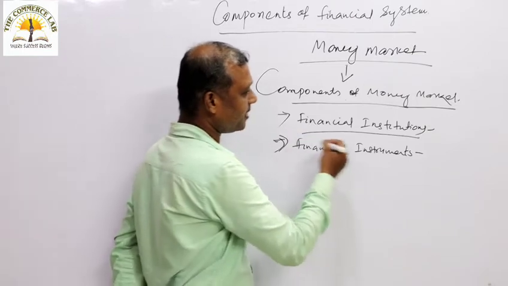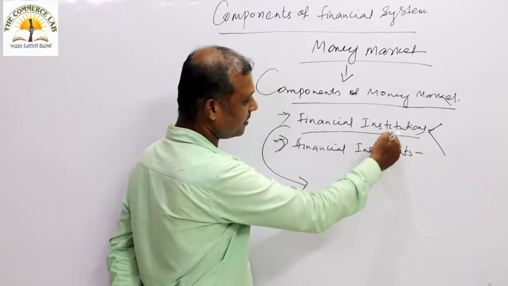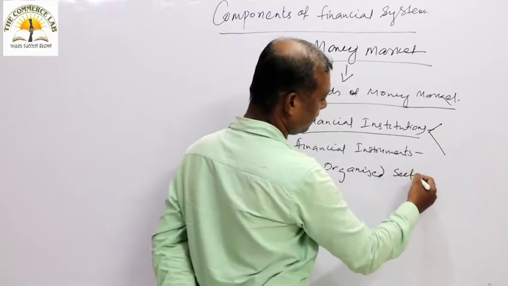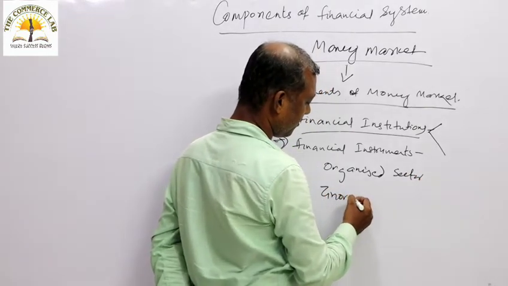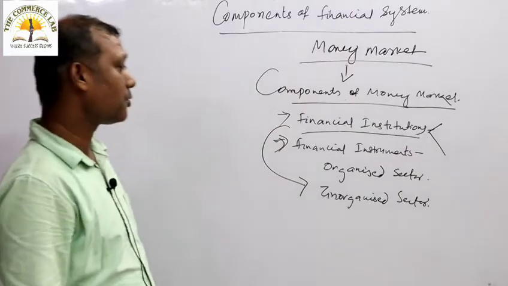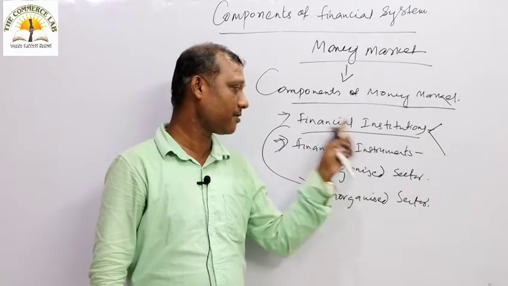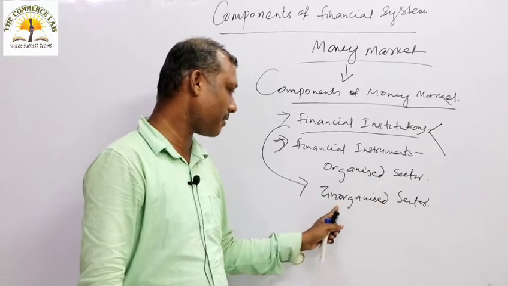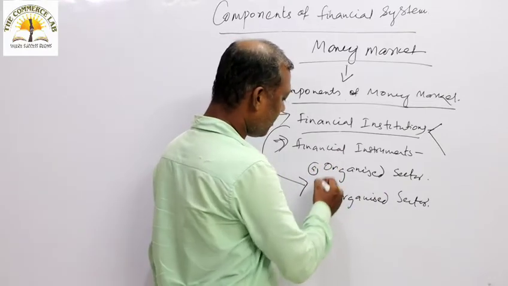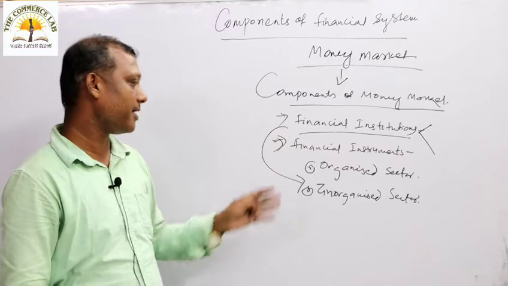If you talk about the financial institutions, we can classify them under 2 heads. One will be your organized sector and one will be your unorganized sector. Understood? So now we are discussing the financial institutions, and we can carry out the discussion under these 2 heads: organized sector and unorganized sector. We are slowly moving to discuss the financial institutions. Be practical. What is organized sector? First of all, let me tell you what is organized sector.